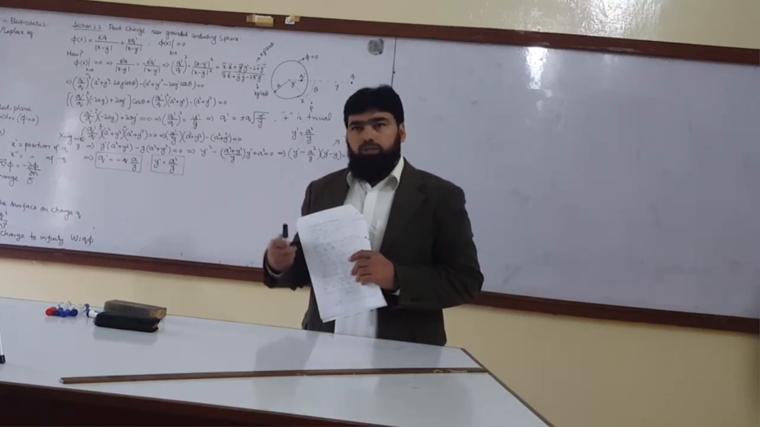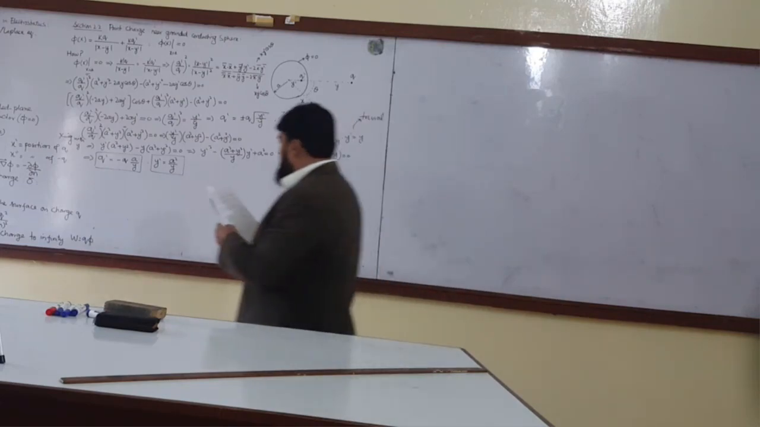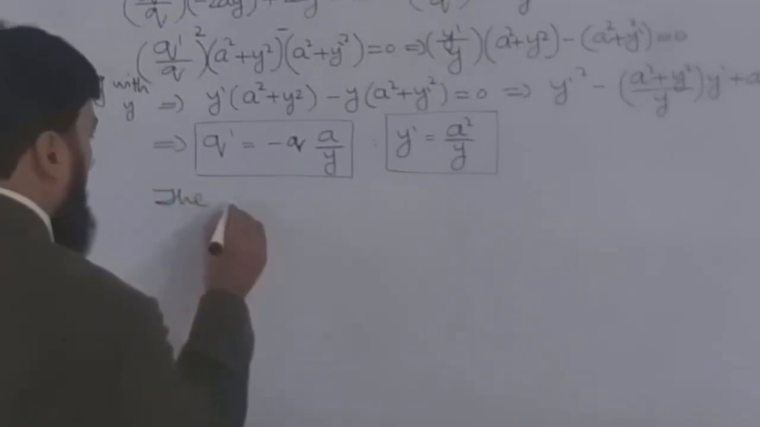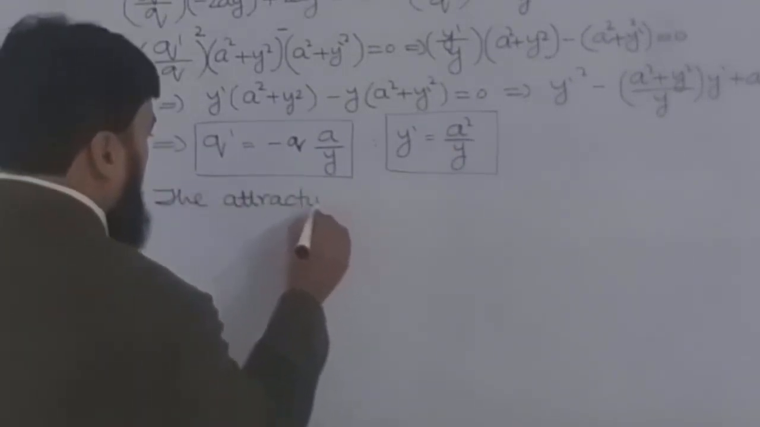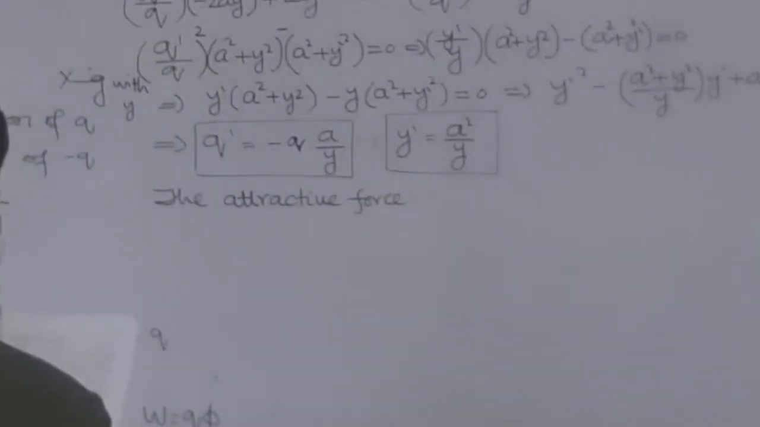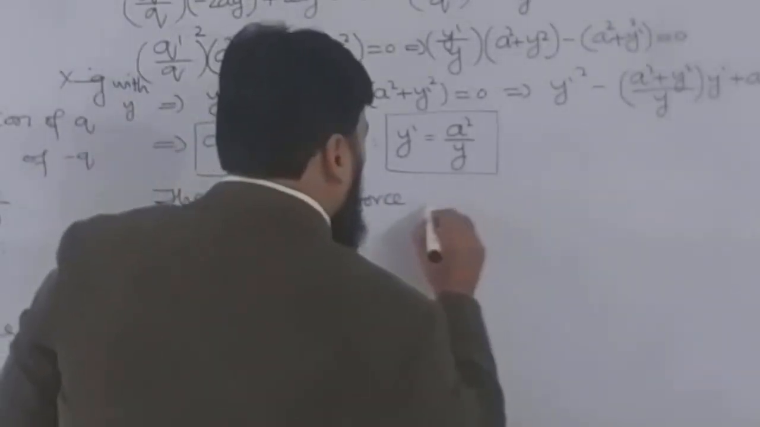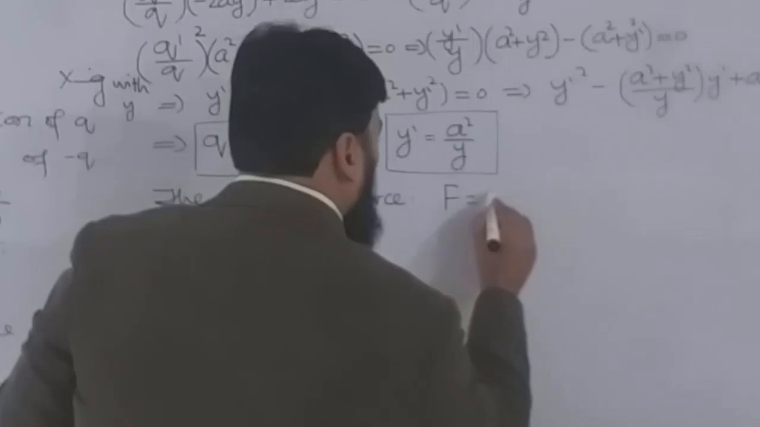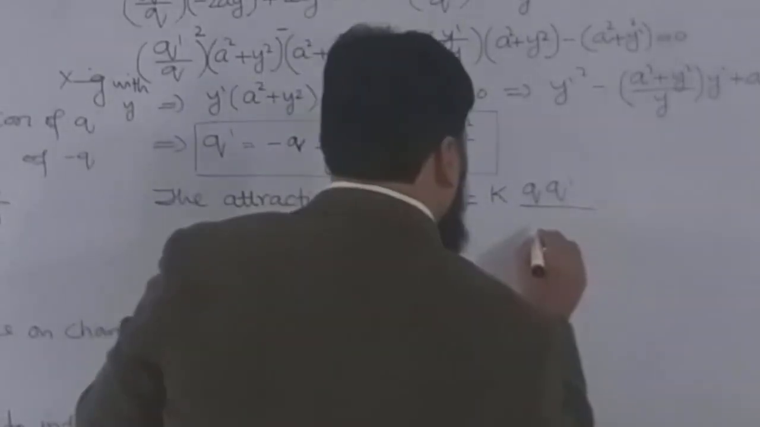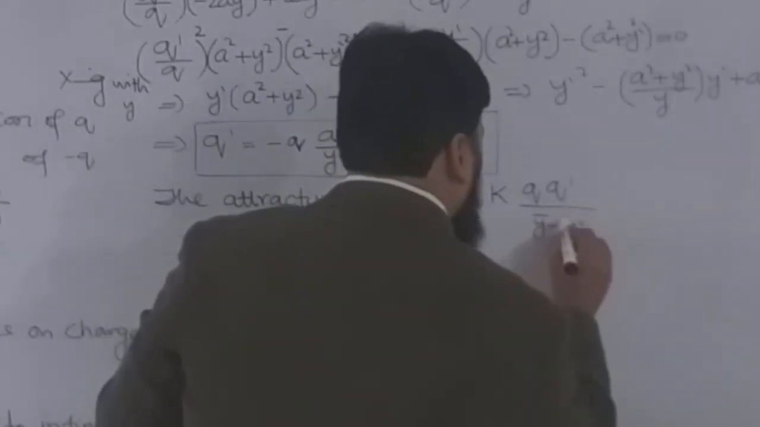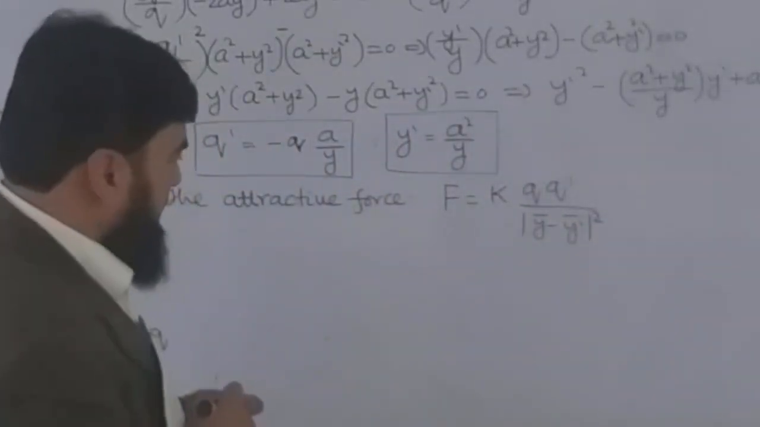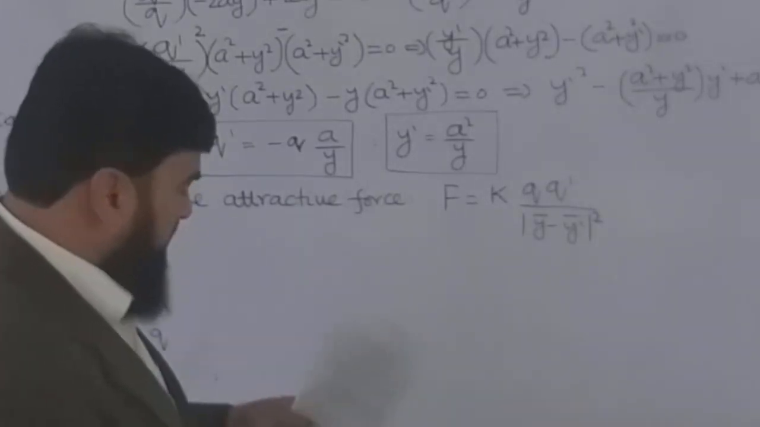Okay. Now, what's about the next thing that we would like to find: the attractive force. What kind of force of attraction will be there. So to calculate the attractive force, F is equal to K, Q prime, and what's the distance between them? Y minus y prime, and this will be squared, right? Y minus y prime will be squared.